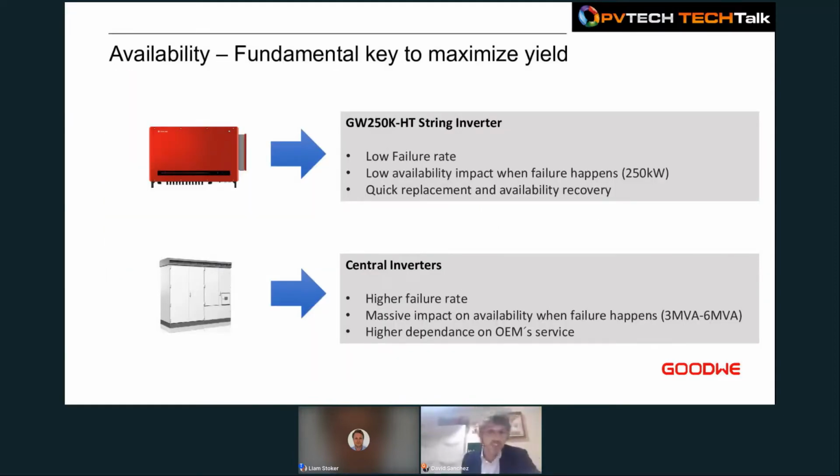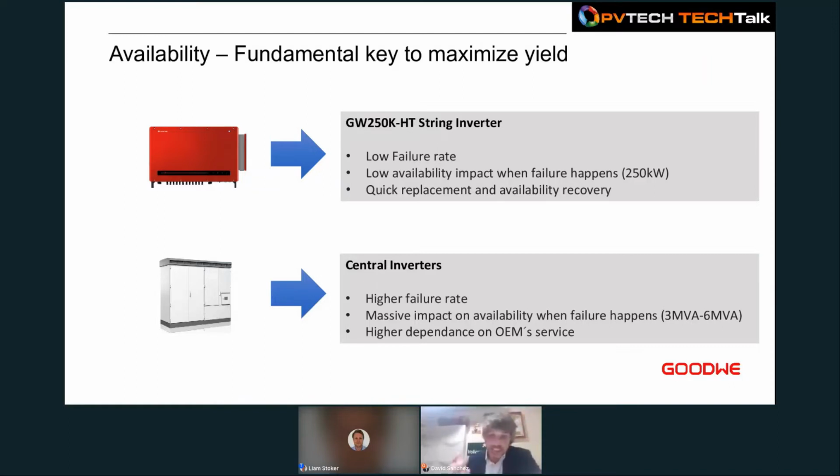Availability is somehow a no-brainer. The higher the availability, the higher the generation, right? And this is where string inverters bring a massive value differentiation. When you have string inverters on site, first off, the failure rate will be a bit lower than central inverters. But most especially, when an inverter does fail, you are losing only 250 kilowatt, right? So the impact on availability is very limited. And not only this, but if you have some spare parts on site, you can quickly replace the faulty inverter with a new one, and you will keep the availability at its maximum, right?